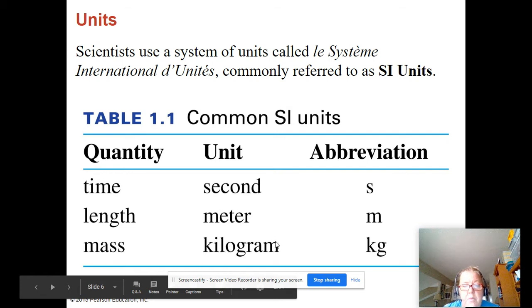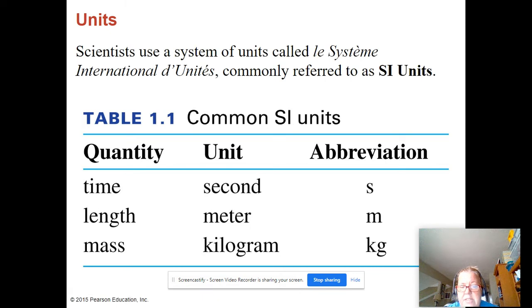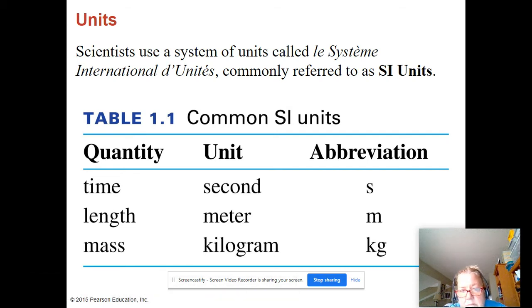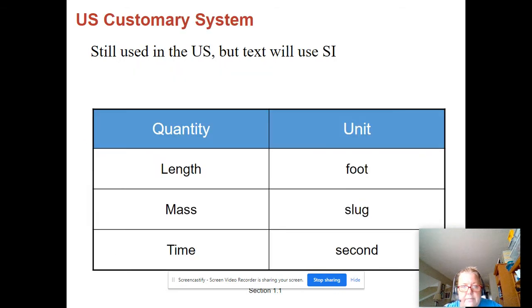In physics, we use kilograms, not grams, because we're talking about bigger objects like cars, people. We don't use grams for smaller items like bugs or things like that.